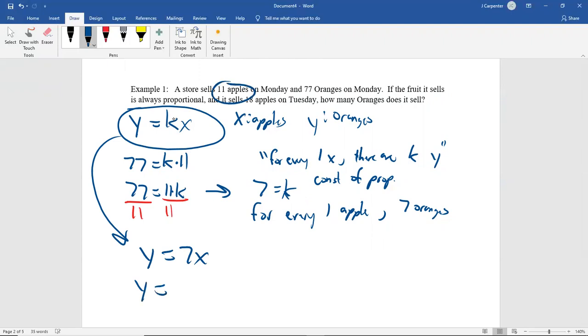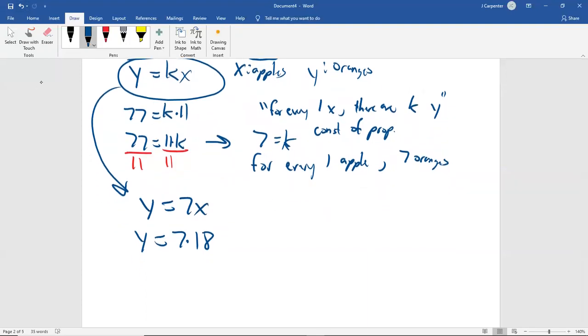Now we plug in the apples. 11 was x, so that's 7 times, not 11, excuse me, 18. We're talking about Tuesday. We know 11 apples led to 77 oranges. We're talking about 18 apples, so it's 7 times 18, which is 128.